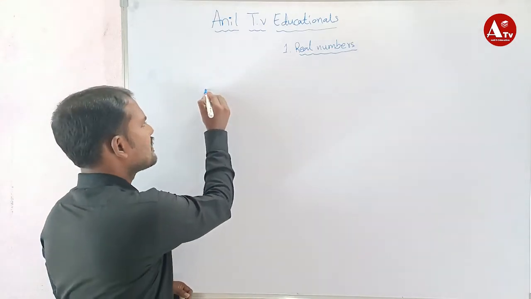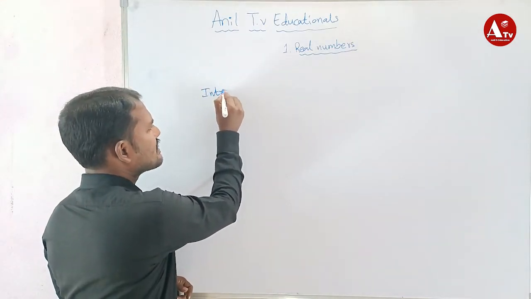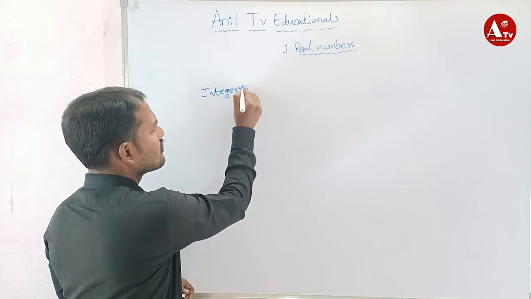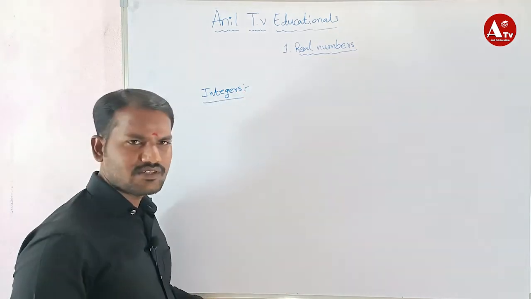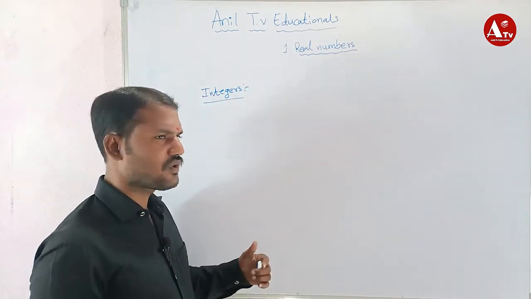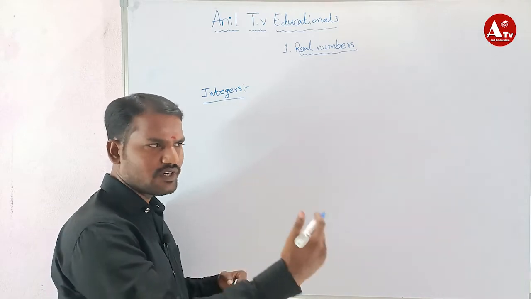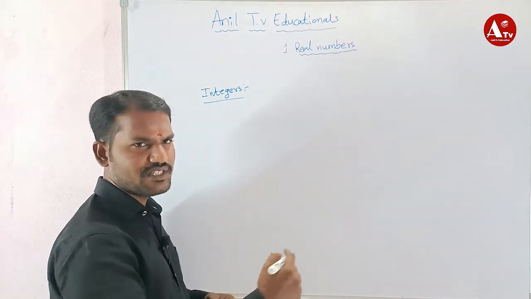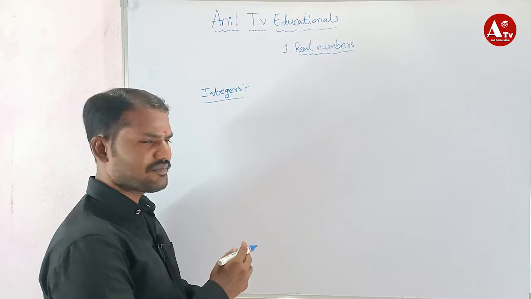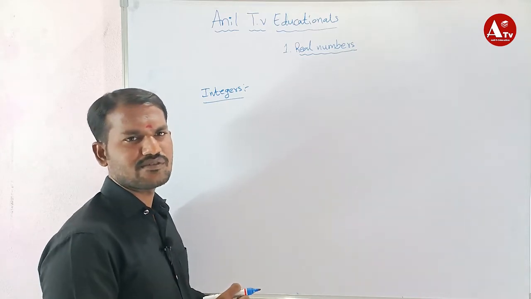Children, we are discussing integers. Already we have discussed natural numbers and whole numbers. Whole numbers 0, 1, 2, 3, 4 are the non-negative integers. So sometimes we are using negative integers also.